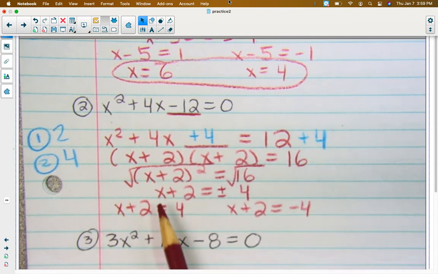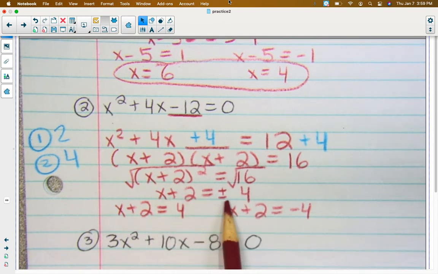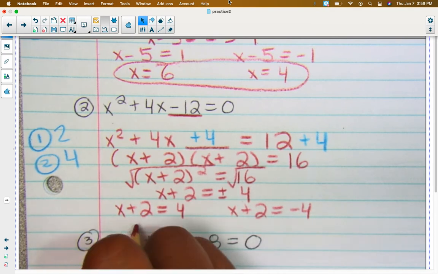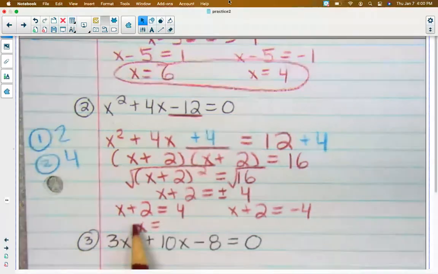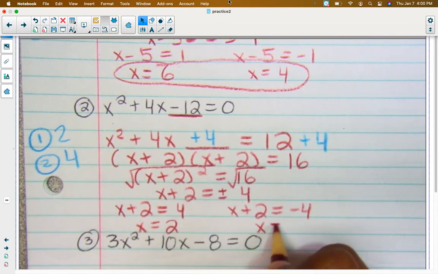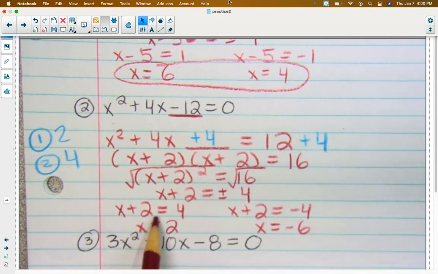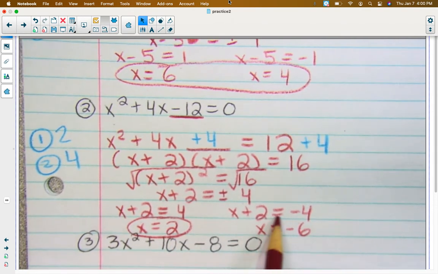Okay. So x plus 2 equals positive 4. X plus 2 equals negative 4. So I set up two different equations so I can get my two different answers. Over here, subtract 2, subtract 2. Over here, subtract 2, subtract 2. So our two answers are positive 2 and negative 6.